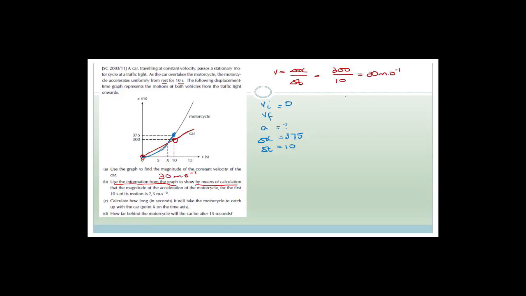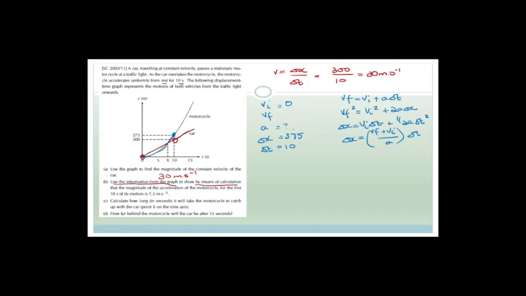So let's get our equations of motion. We've got vf is equal to vi plus a delta t. We've got vf squared is equal to vi squared plus 2a delta x. We have got delta x is equal to vi delta t plus a half a delta t squared. And we've got delta x is equal to (vf plus vi) over 2 times delta t.